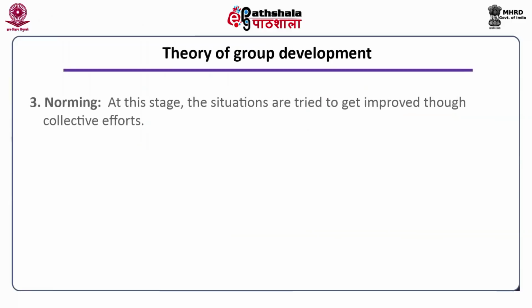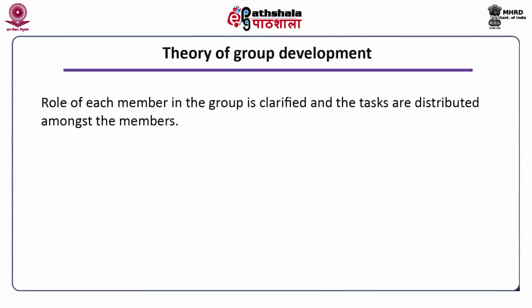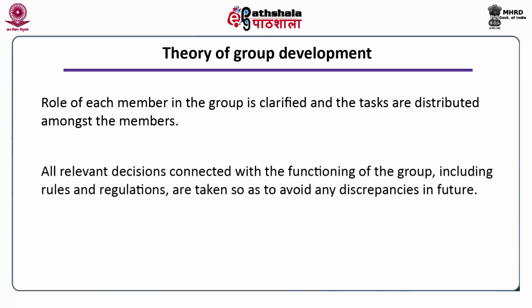Third is norming. At this stage, efforts are made to improve the situation through collective efforts. The reasons for the emergence of conflicts are found out, and efforts are made to develop group norms to find out a permanent solution so that the conflicting situations may not arise at later stages of the group's life. The role of each member in the group is clarified and the tasks are distributed amongst the members. All relevant discussions and decisions connected with the functioning of the group, including rules and regulations, are taken so as to avoid any discrepancies in future. As a result, the group's functioning gets normal.